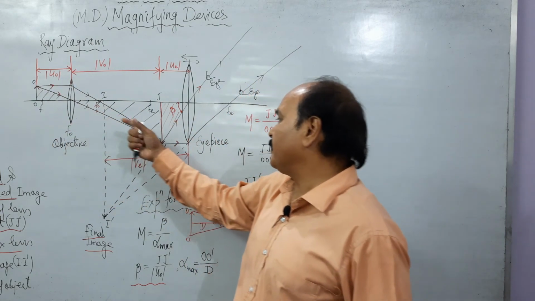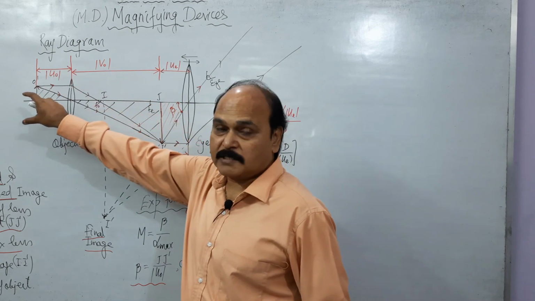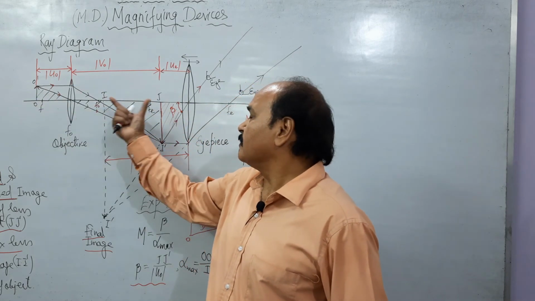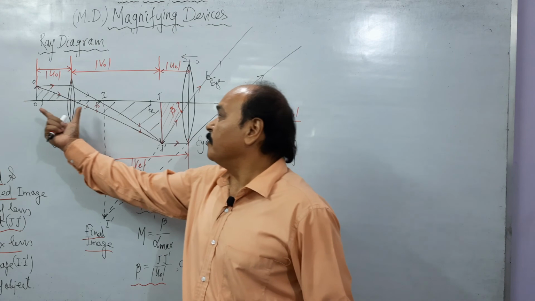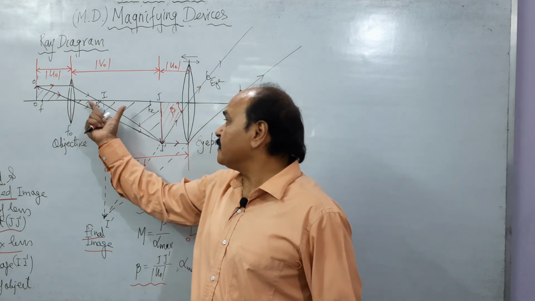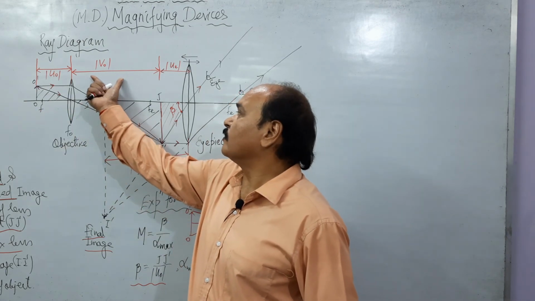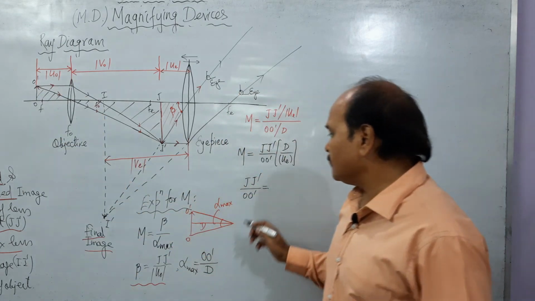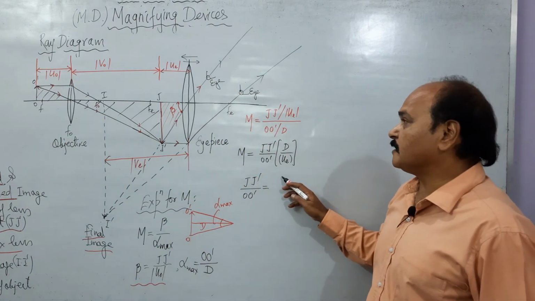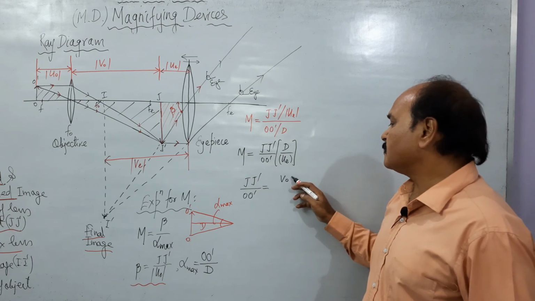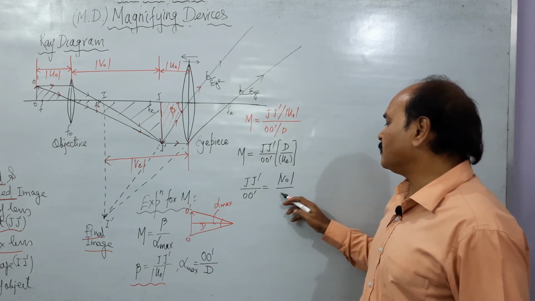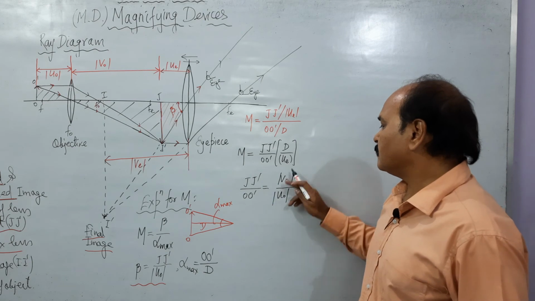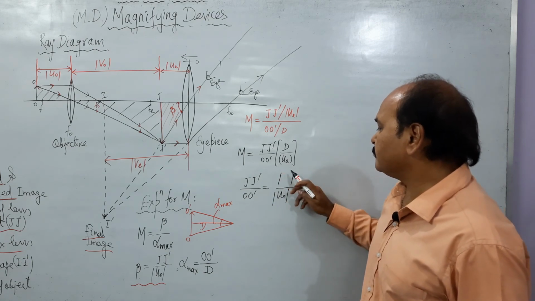What is ratio of perpendicular? JJ dash upon O dash is equal to what? Base of this triangle upon base of this triangle. And what is base of this triangle? Base of this triangle is V naught, and base of this triangle is U naught. So JJ dash upon O dash is nothing but V naught upon U naught.